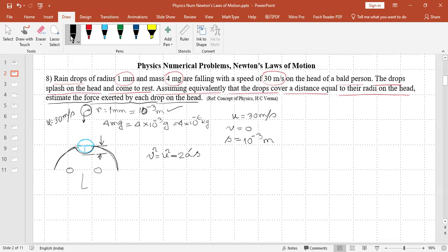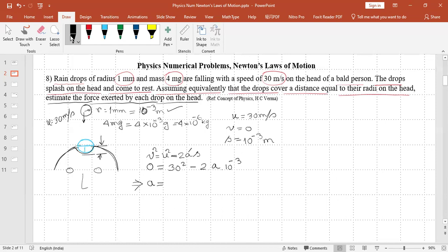So what we find is that v is equal to 0, u is equal to 30, so 0 equals 30 square minus 2 into alpha, s is 10 to the power minus 3. From here, you can work this out at your home.